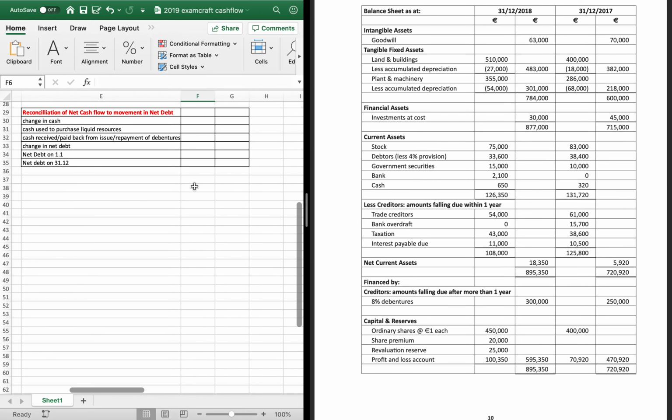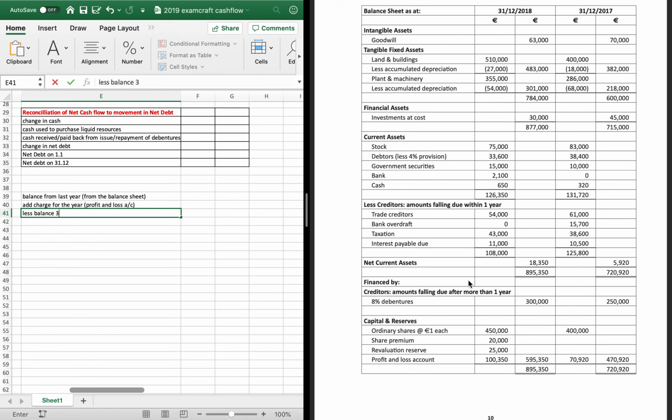Now with these, we're going to follow the same rules. We're going to take our balance from last year, and that's from the balance sheet. So any of the ones that would have anything to do with current liabilities or current assets, we do this for it. We add on the charge for the year. The charge for the year is from the statement of operating profit, the profit and loss account, so part A. And then we take away the balance at the end of the year. So the balance from this year. And again, that's from the balance sheet.